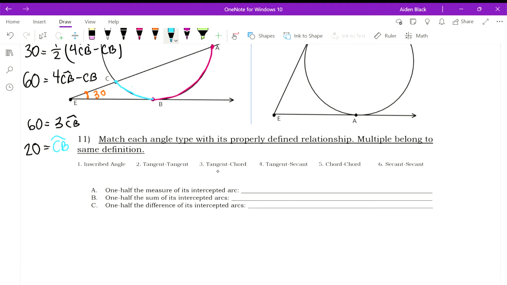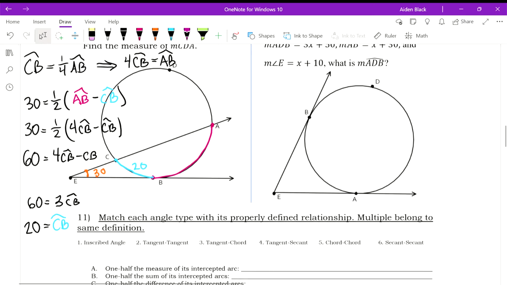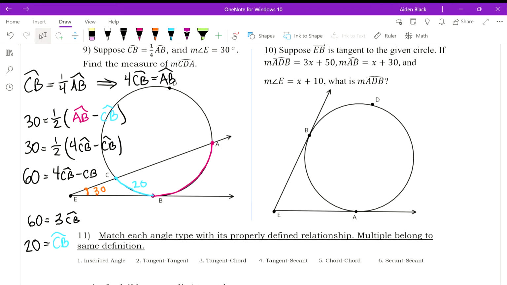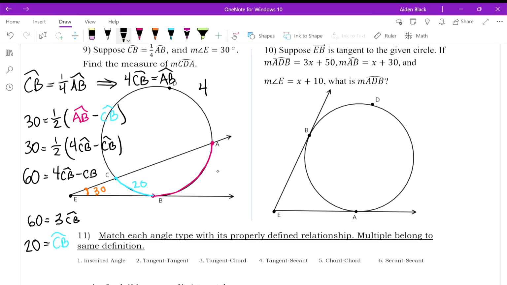So this is 20. Now, since we know what CB is, we can just plug it in to that equation that we know is true. 4 times CB, which is 20, equals AB. So AB equals 80.